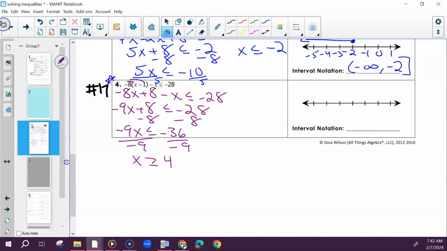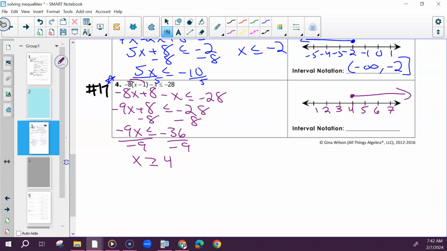Alright, so go ahead and graph that. If we combine these two, for subtracting, that'd be -8 minus 1, so -9. Would that be open or closed? Closed. Going to the left or to the right? To the right.